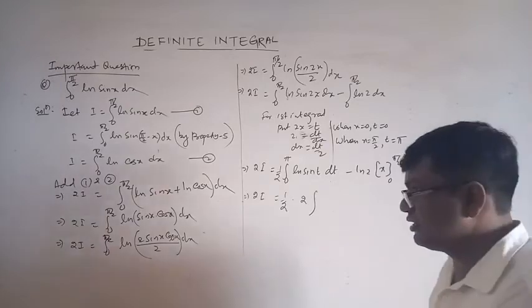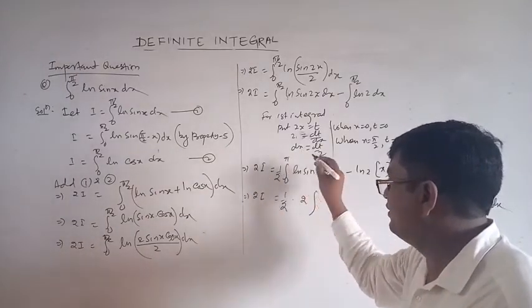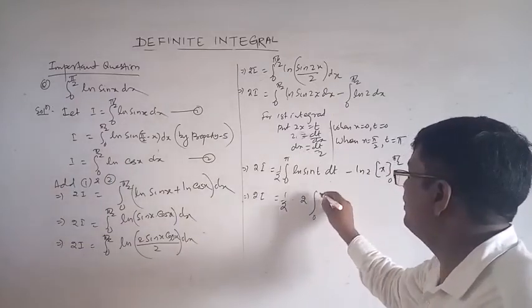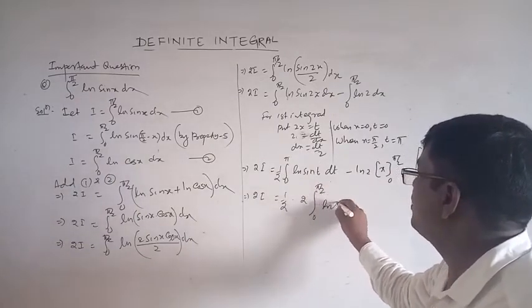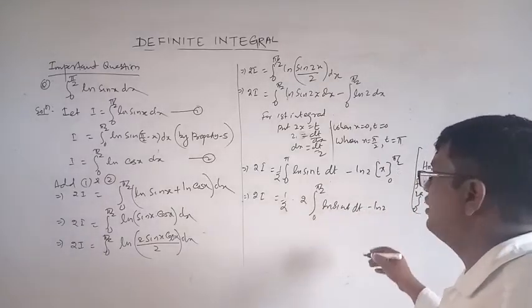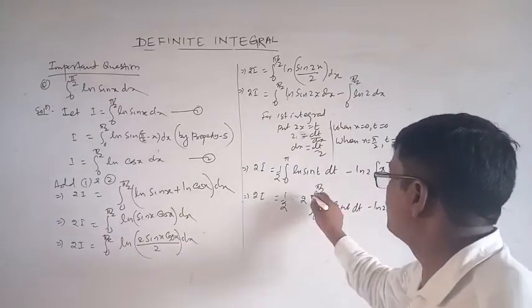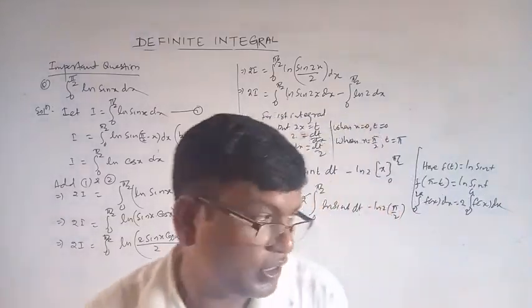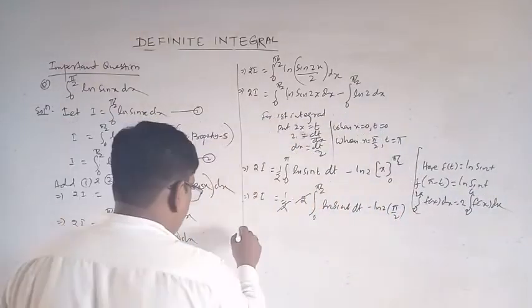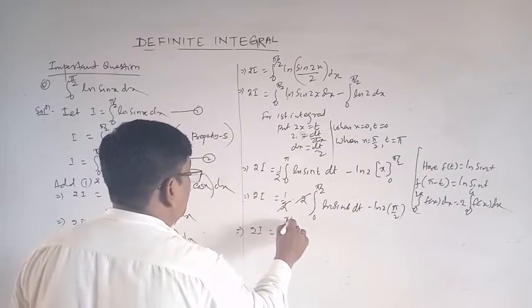So 2a means what? 2a means pi. So 2 into 0 to pi by 2 log of sin t dt, and this is log 2 and pi into pi by 2. Okay, 2 goes cancel, then 2I is equal to what? 2I is equal to 0 to pi by 2.